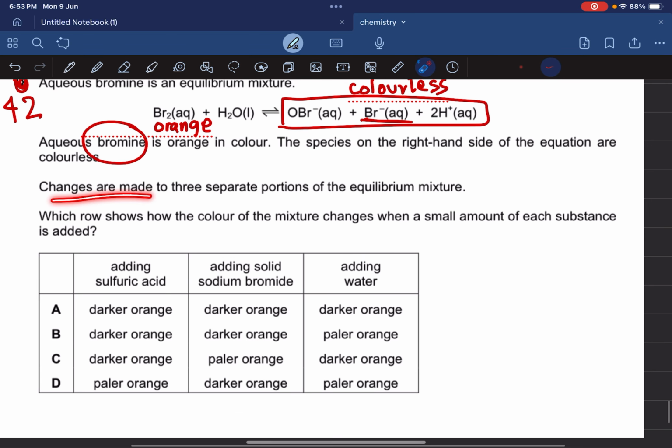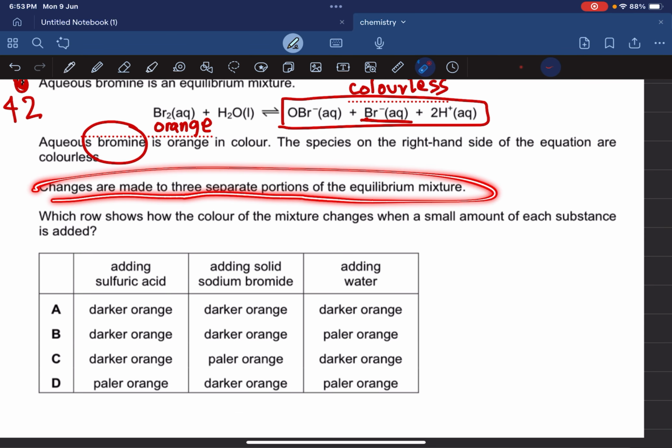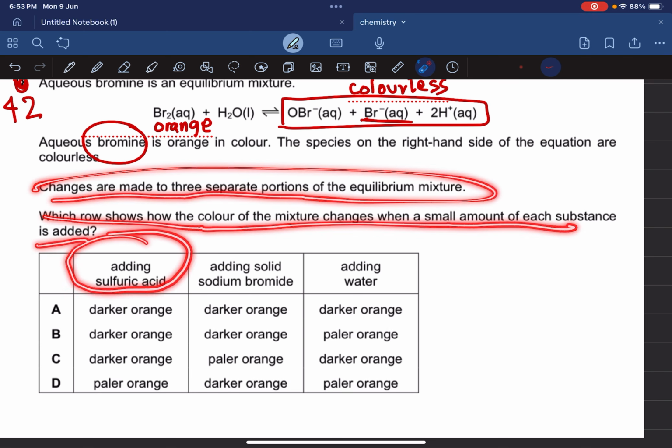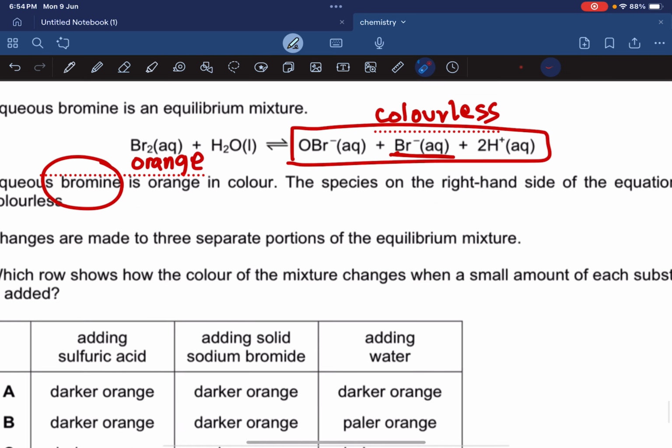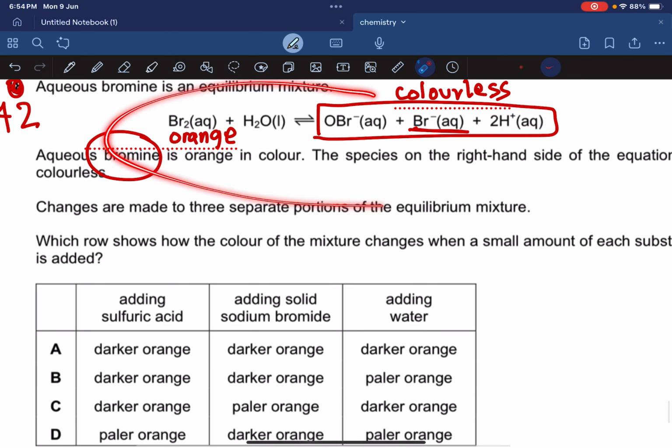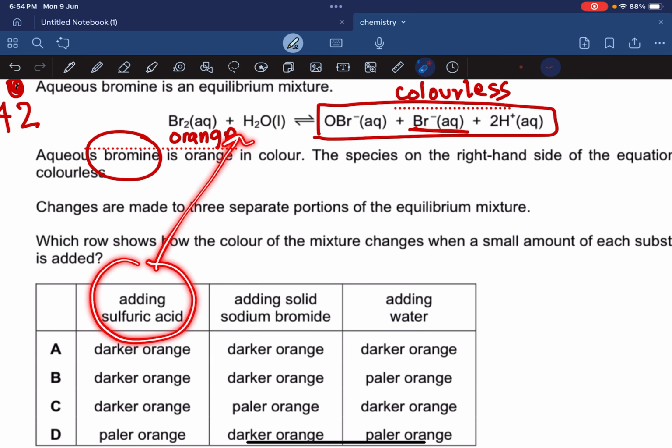Changes are made to 3 separate portions of the equilibrium mixture. Which row shows the color of the mixture changes when a small amount of each substance is added? Adding sulfuric acid. Oh, you might think it's so difficult. What are we going to do? Because if you add sulfuric acid, there's no sulfuric acid in this entire thing. I just want to test your chemistry.